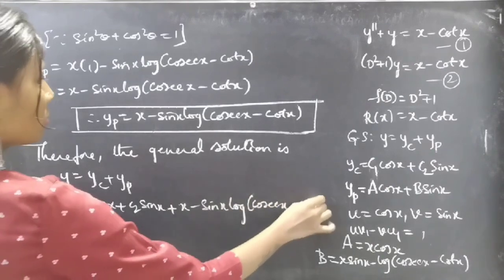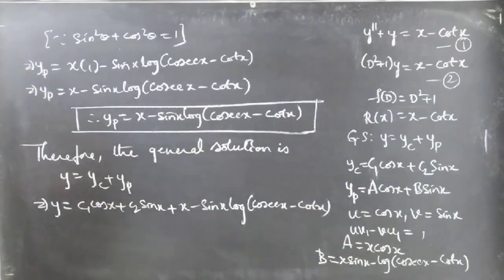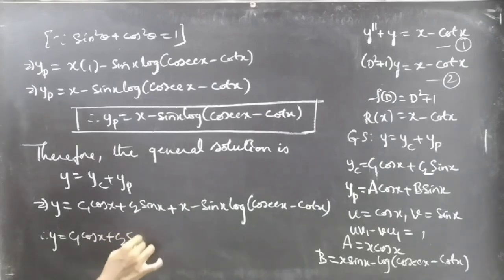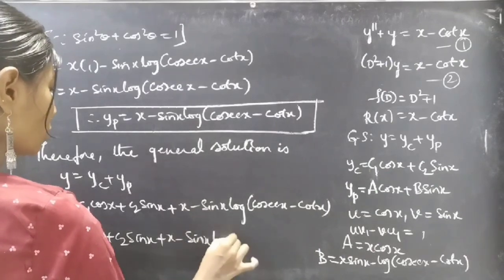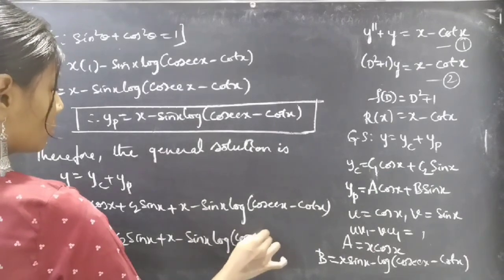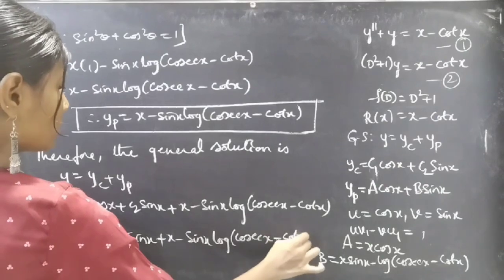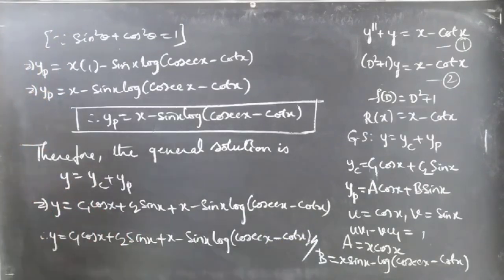Therefore y equal to c1 cos x plus c2 sin x plus x minus sin x log of cosecant x minus cot x is the required solution. This completes the problem.